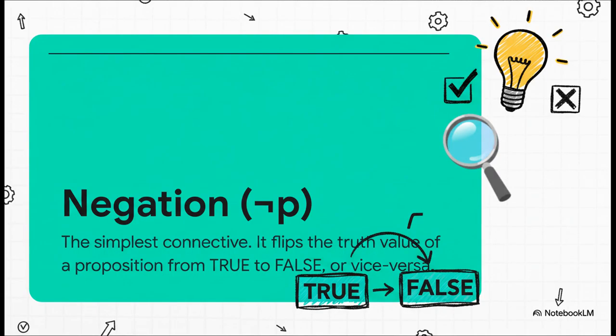Let's start with the absolute easiest one, negation, or just not. It's represented by this little symbol here, ¬. So if we have a proposition, we'll just call it P, and P is true, well, then not P is false. And if P is false, not P is true. It literally just flips the switch. That's all it is. Simple.